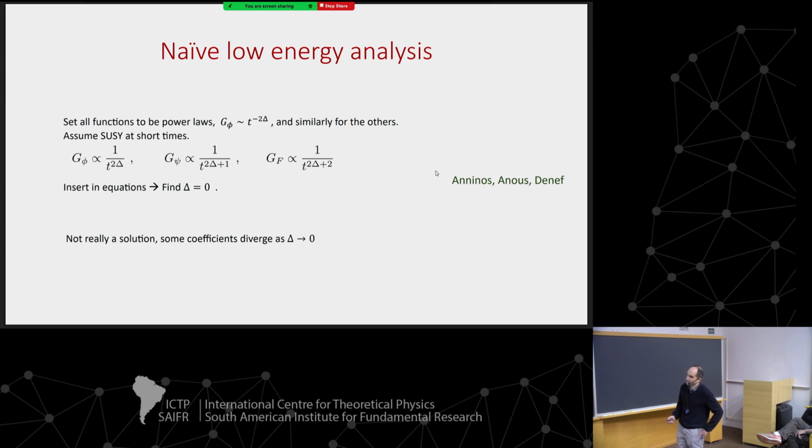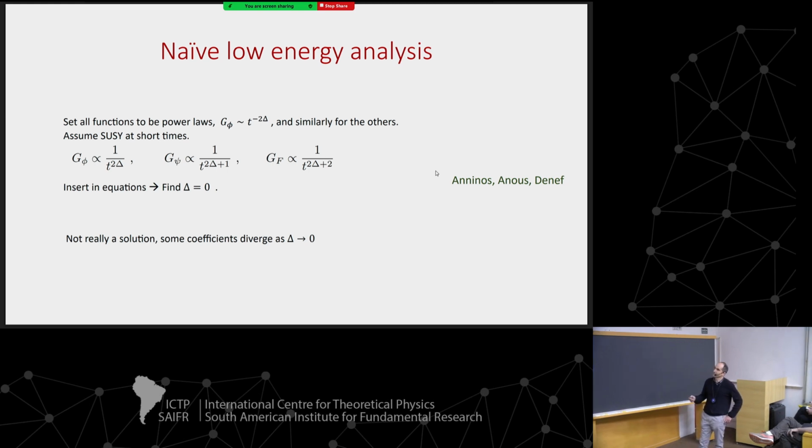Now, there is a simple way that, for example, in SYK, people analyze these equations at low energies, which is to assume a conformal ansatz. So you say, well, G scales like T to some power, and then you insert those functions in the equations we had before, and you determine the power. So in our case, it's natural to assume that G goes like some power.